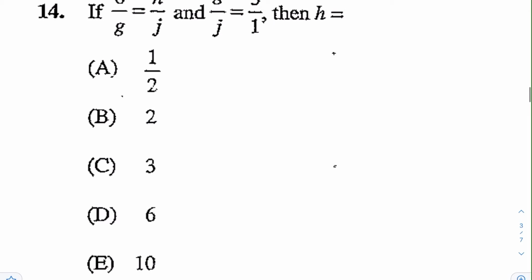All right, next for number 14, if 6 divided by g is equal to h over j and g over j is equal to 3 over 1, then h is equal to. So here when you have two equivalent fractions, the first thing you got to do is just cross multiply and see what happens. So on the left you have 6 times j, on the right you have g times h, and they're equal. And then for the second proportion, you have g times 1, which is g, and you have 3j.